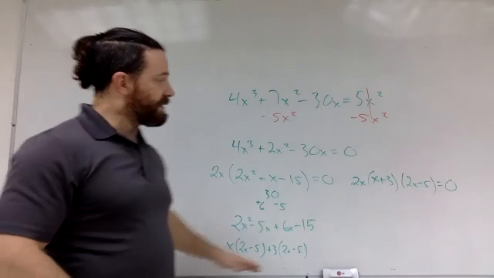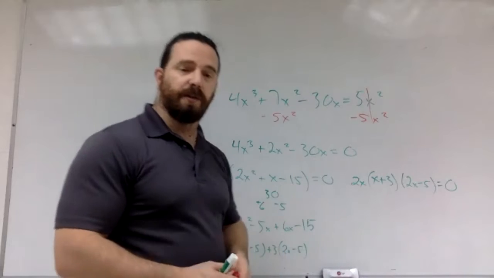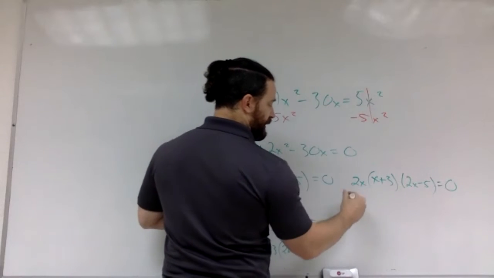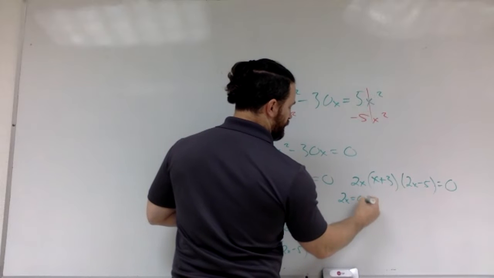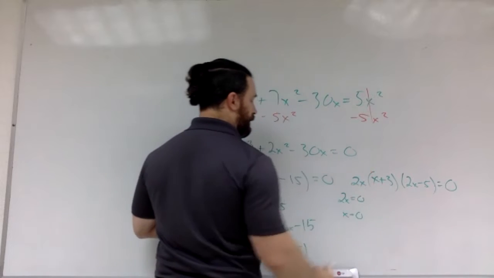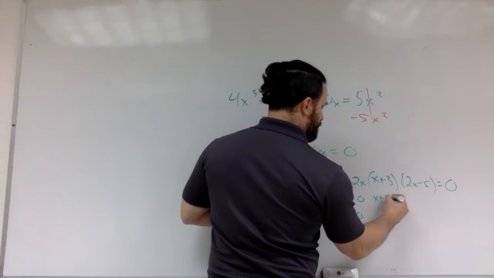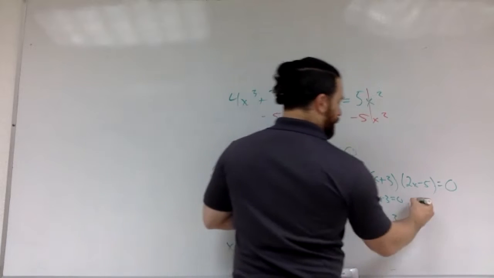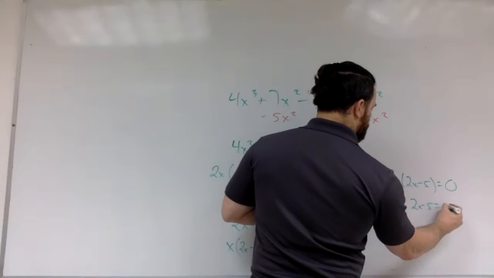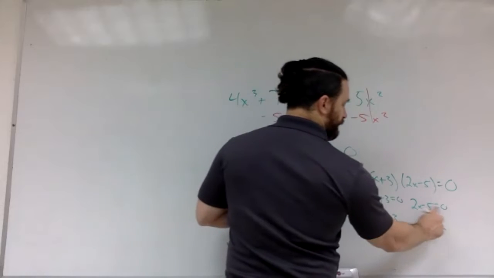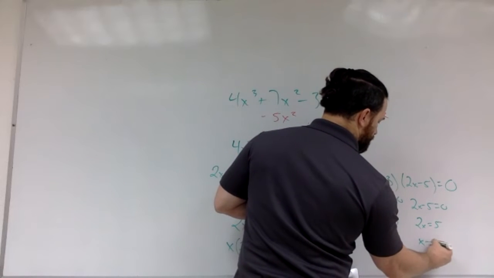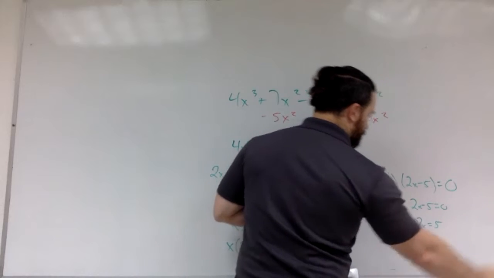All right, so now that this has been factored, now I can apply the zero product property. So let's set each one of these equal to 0. If I set this equal to 0, 2x equals 0, I get x equal to 0. If I take x plus 3, set it equal to 0, I get x equals negative 3. And then I set 2x minus 5 equal to 0. Add the 5 to the other side, I get 2x equal to 5. Divide by 2, I get x equal to 5 over 2.